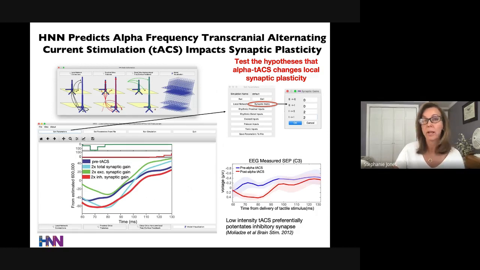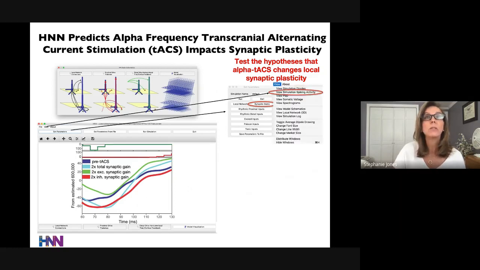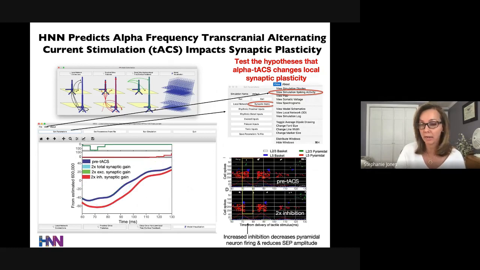The other thing that's nice about HNN is that you get lots of predictions that you can go in and test with invasive recording or maybe other imaging modalities. And so we can go in and, for example, we can look at the spiking activity of the different neurons in the circuit. And so I'm going to show you that next.